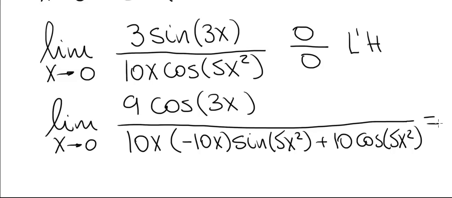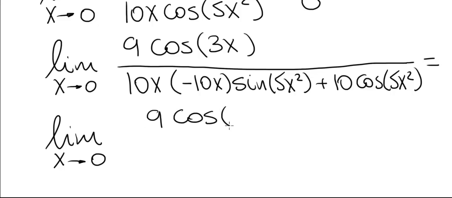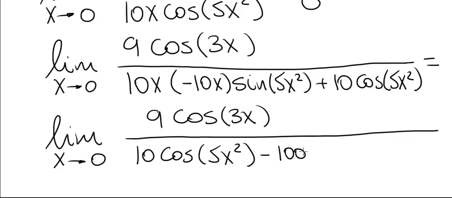And let's rewrite this so it'll be a little bit simpler to take the limit. So we're not doing L'Hopital's rule here, just rewriting what we already have. Limit x goes to 0. The numerator stays 9 times cosine of 3x, but in the denominator, we'll write it like this: 10 times cosine of 5x squared, and then it is minus 100x squared times sine of 5x squared.